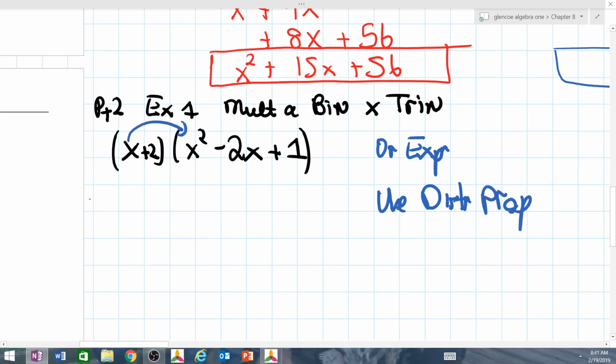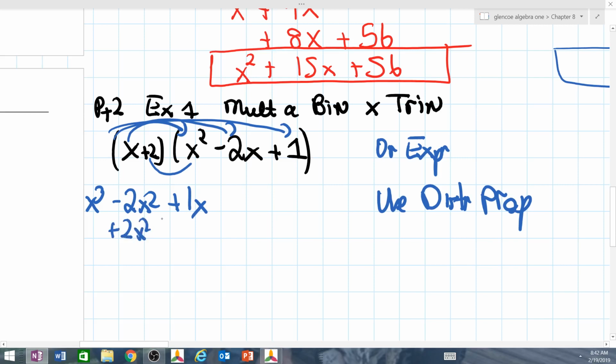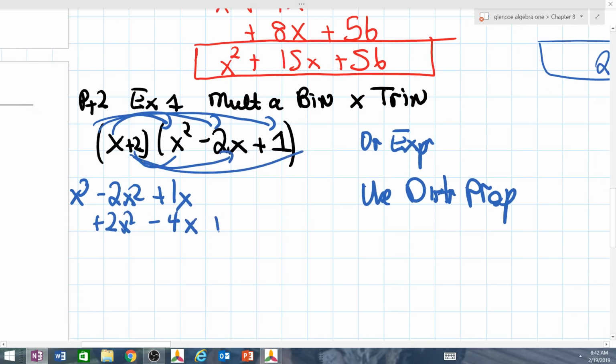x times x squared is x cubed. x times a minus 2x is a minus 2x squared. And x times 1 is 1x. Y'all with me? Yes? Now we're going to distribute the 2 to everything in the second parentheses. 2 times x squared is what? 2x squared. 2 times a minus 2x is a minus 4x. And 2 times 1 is 2.